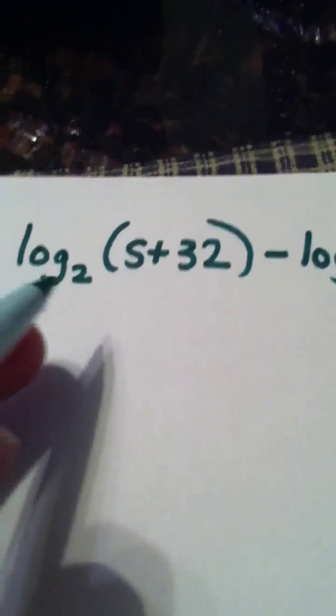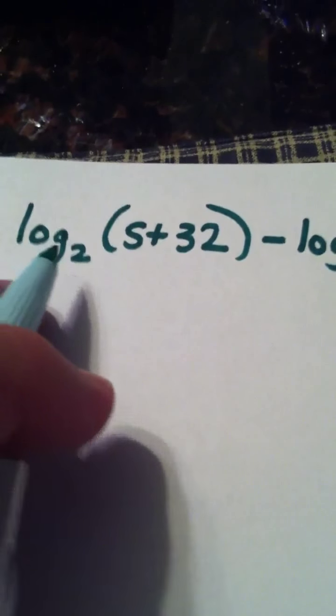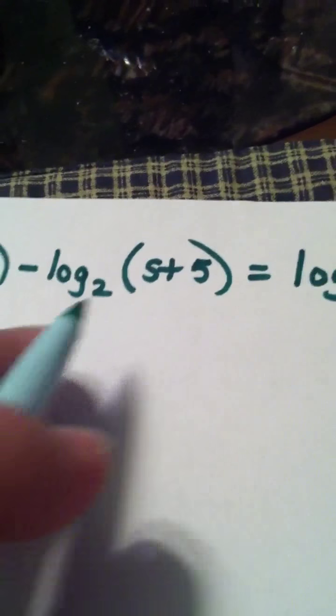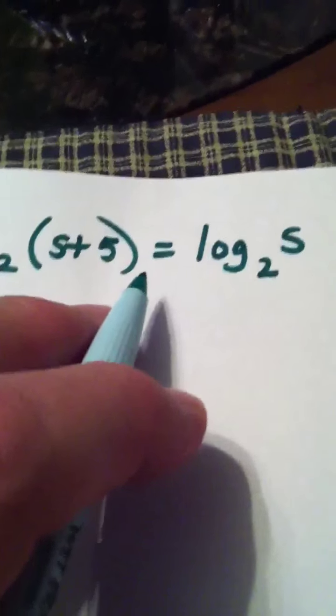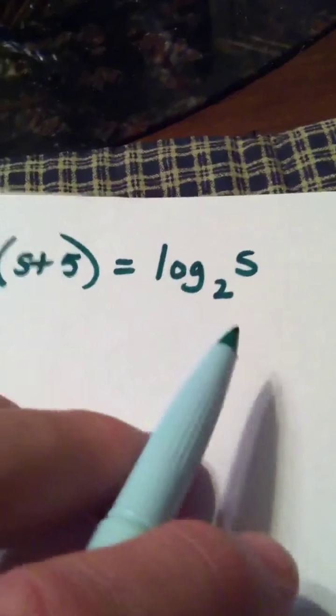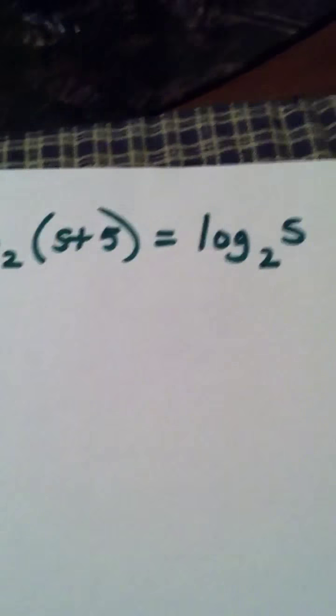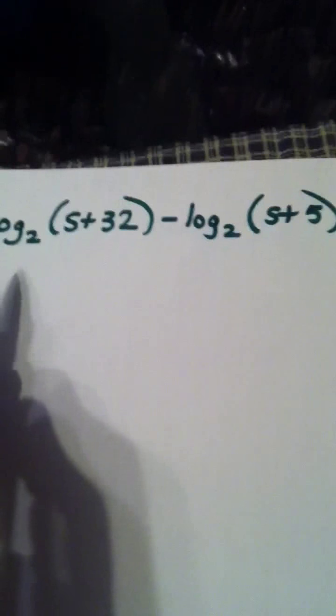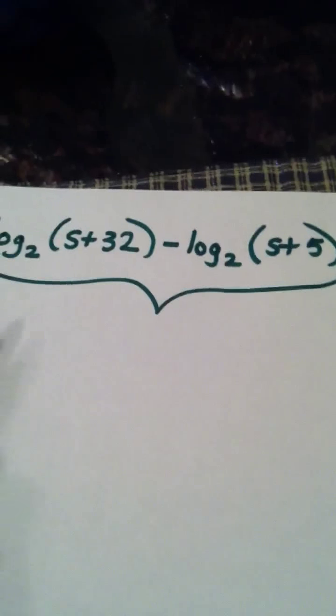Alright, ladies and gentlemen, we are trying to solve this equation. Log base 2 of s plus 32 minus the log base 2 of s plus 5 equals the log base 2 of s. Now, the best way to approach this equation, and it's a little bit different than our others, the left-hand side of the equation is calling for the quotient law.